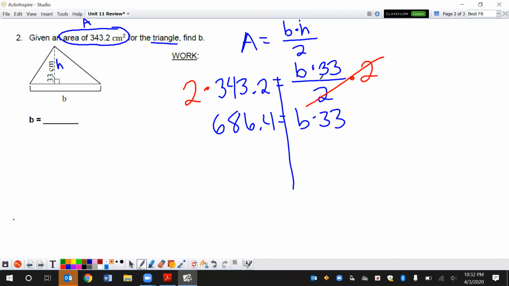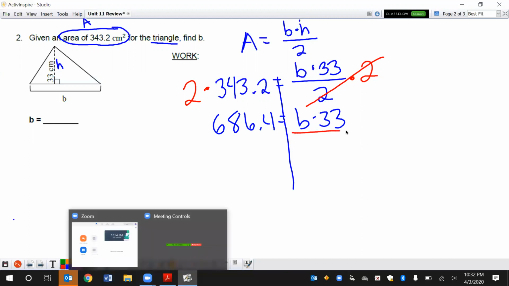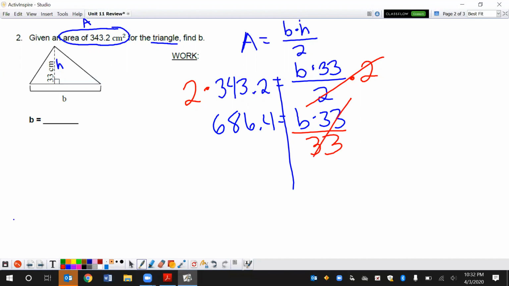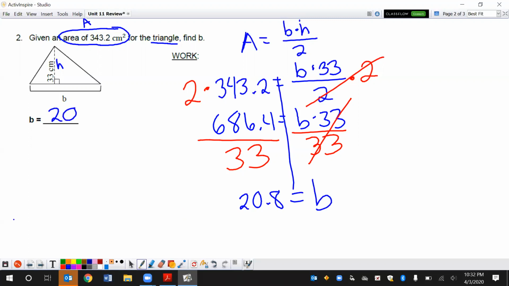And then on the right side, I had B times 33. To get rid of that 33, you should know that the opposite of multiplication, this little dot right here, is division. So I'm going to divide by 33, cancels. I'm going to move it to the other side, divide by 33. And when you divide by 33, you get 20.8 for B. So that's your base, 20.8.